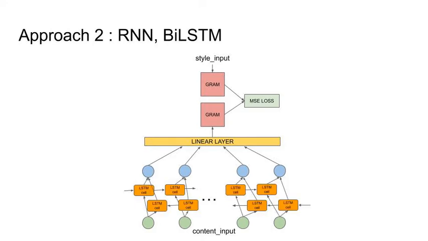However, with the RNN, we encounter the problem of vanishing gradient and forgetting, so we try to remedy the issue with a bi-LSTM network. This model has a single bi-LSTM recurrent layer whose outputs feed into a linear layer that produces the output. Again, the Gram matrix of the output is compared against the Gram matrix of the style input using mean squared error loss.